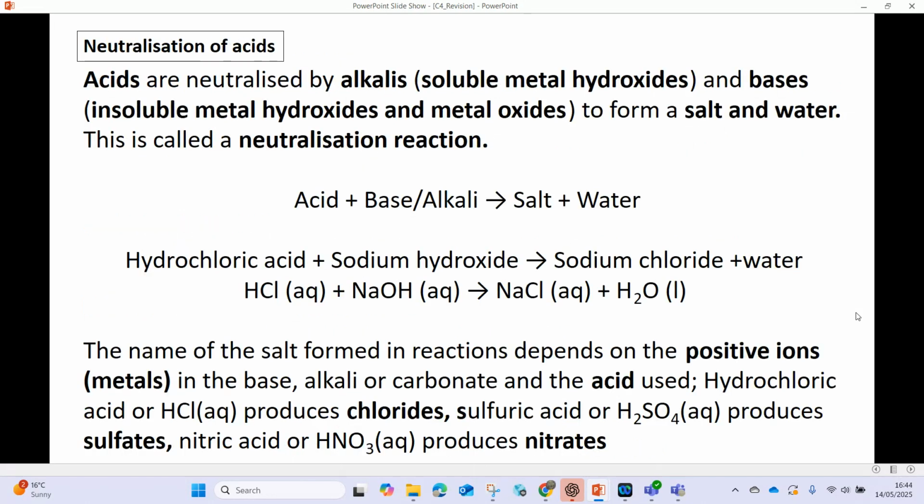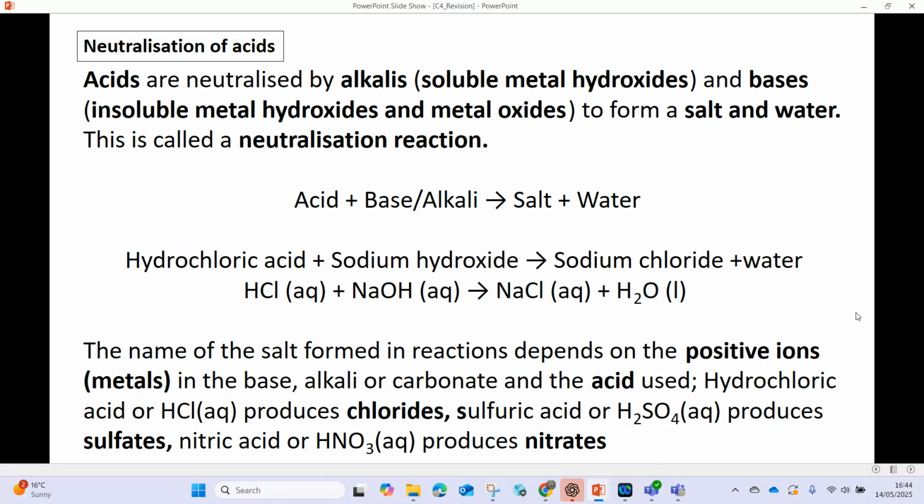So in terms of reactions of metals, we can also start to look at different types of reactions. Another reaction we can look at is neutralization reactions. Neutralization reactions involve acids and alkalis or bases. Acids can be neutralized by alkalis, and an alkali is just a soluble metal hydroxide, and bases are insoluble metal hydroxides or metal oxides.